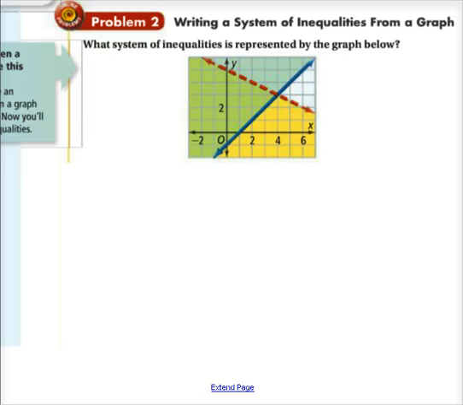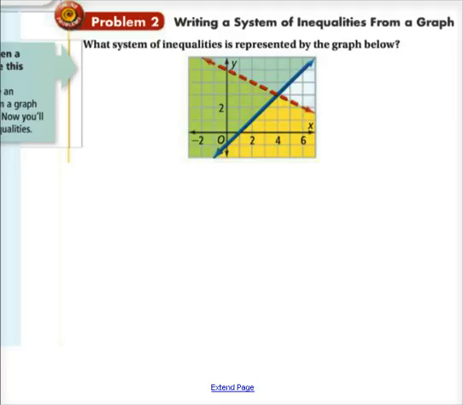All right, so problem 2, writing a system of inequalities from looking at a graph. This is kind of hard because there's a lot to look at. Now we have two lines and two shaded regions. The blue line, its shaded region is everything blue, the red line is everything shaded yellow, and what you see in green is the shaded region that these two lines share.